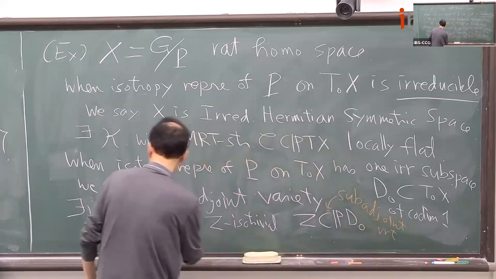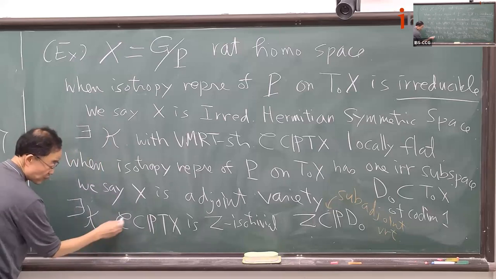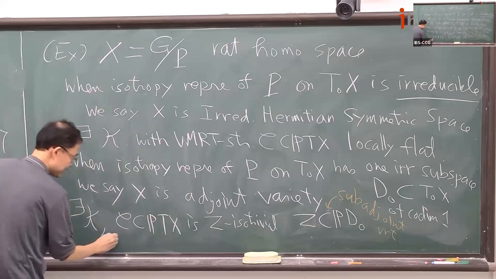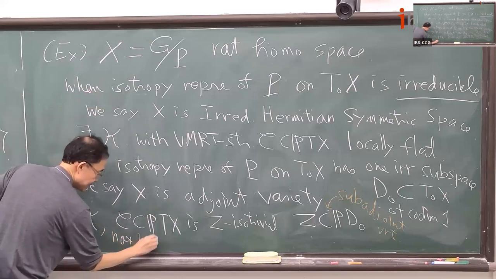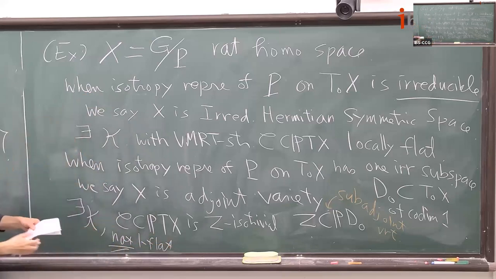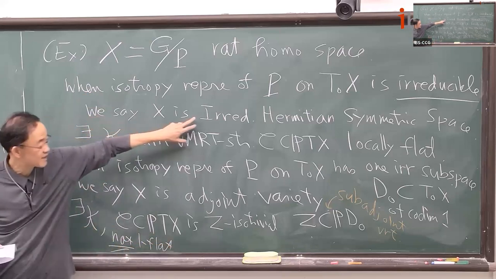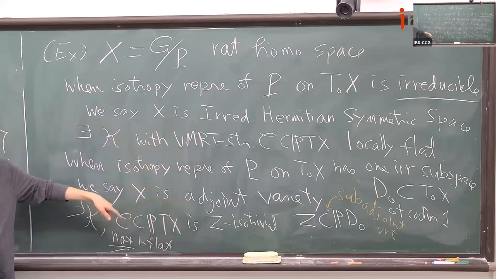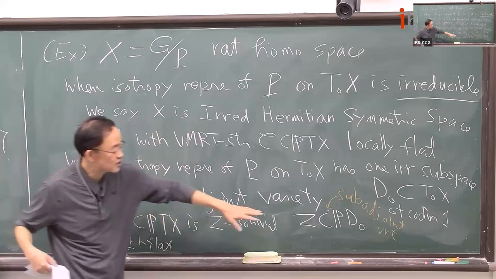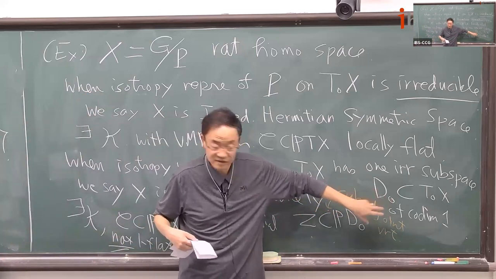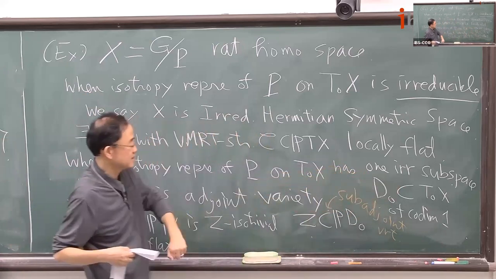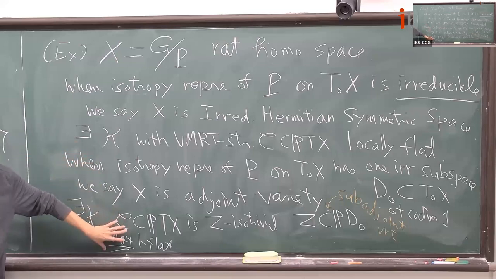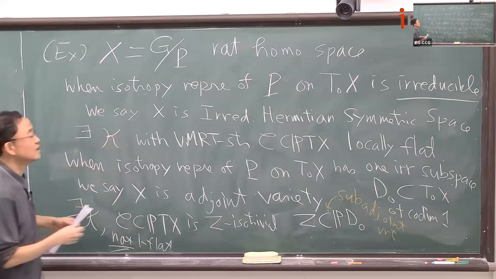And this example is, of course, locally homogeneous because it's a homogeneous space. But this is not one flat. In the irreducible Hermitian symmetric case, it is locally flat. But in the case of adjoint variety, it is not even one flat, because this distribution is not integrable. This hyperplane defines a non-integrable distribution. So sometimes it's locally homogeneous, but not one flat. In this case, it's locally flat.